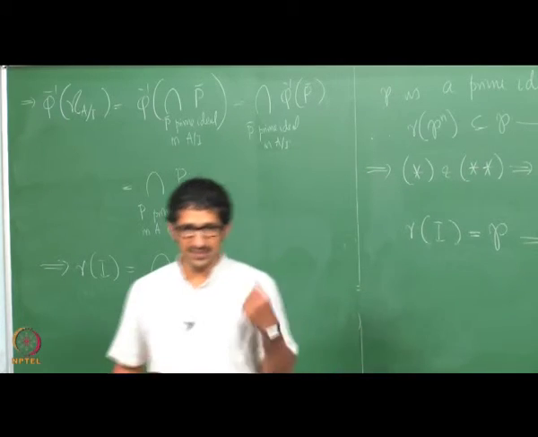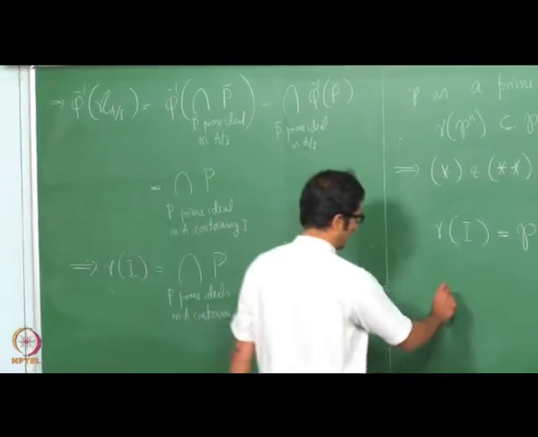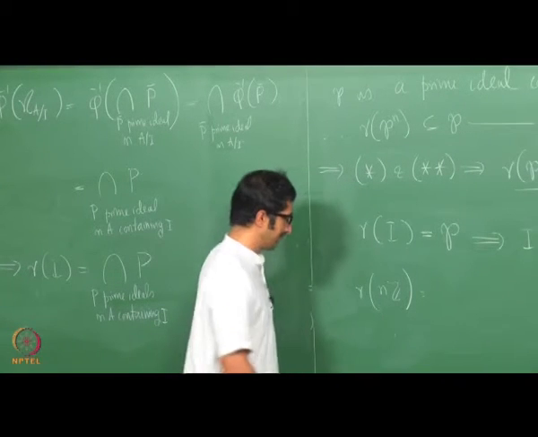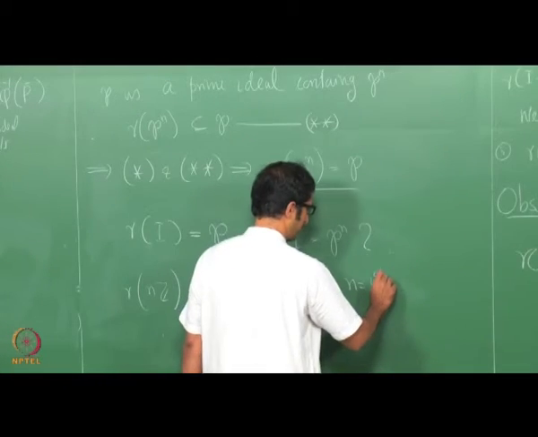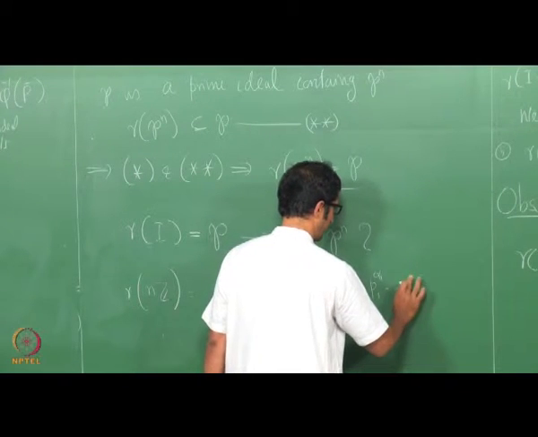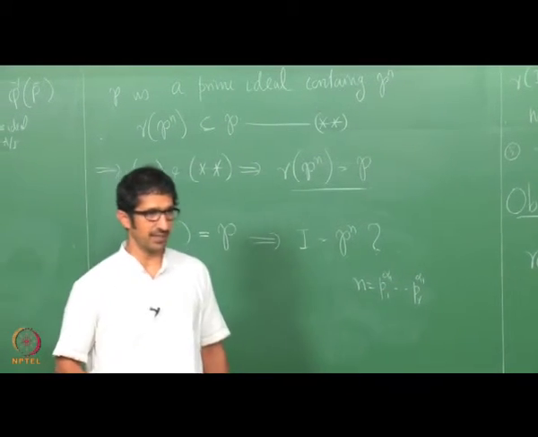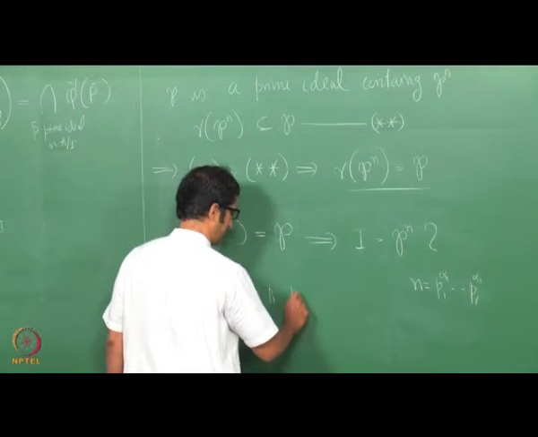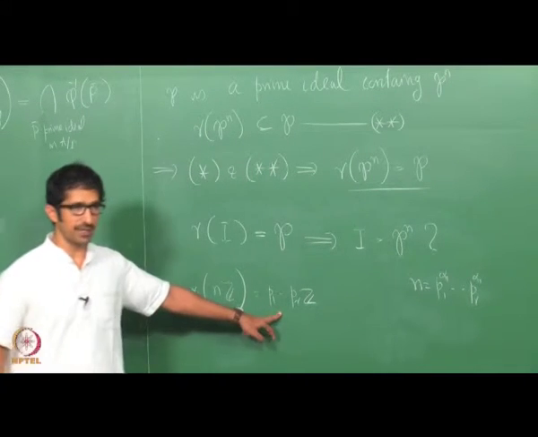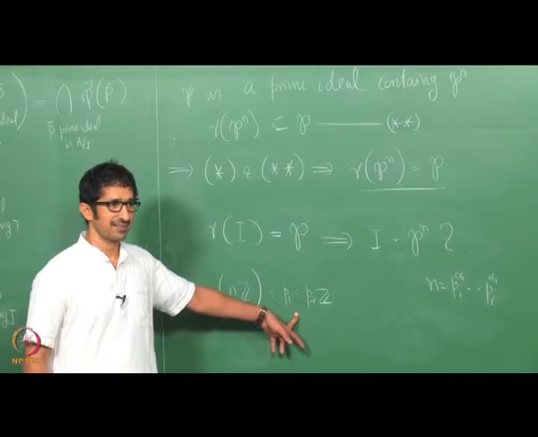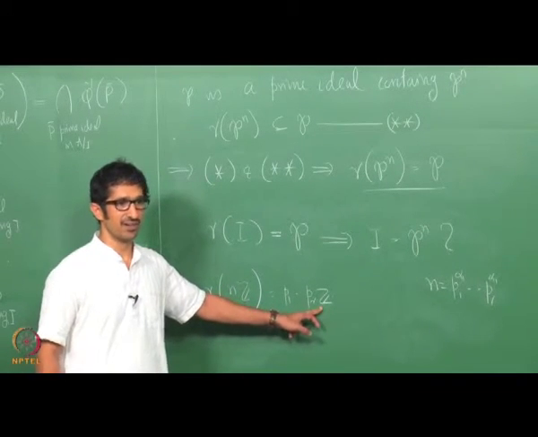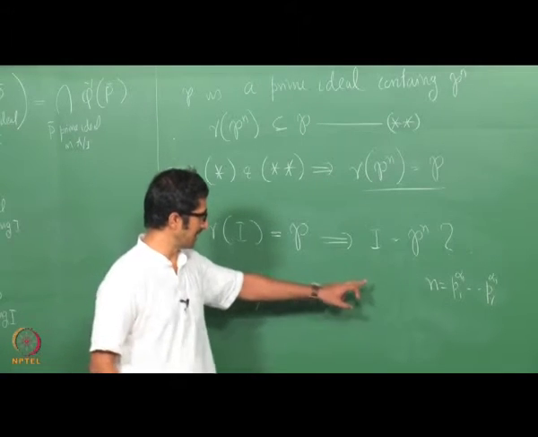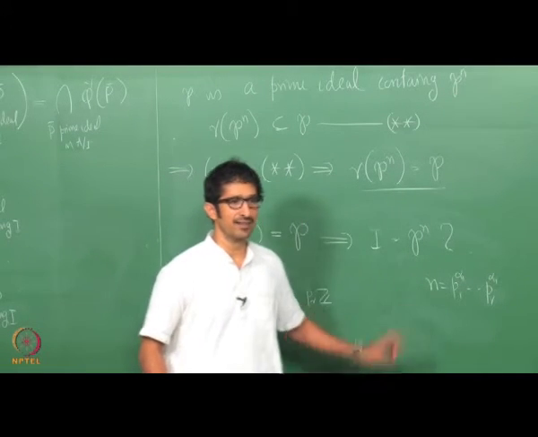See, for example, suppose you take the case in Z. Suppose I have nZ, what would be the radical of this nZ? Suppose your n is p1 power alpha 1 up to pr power alpha r. This is the prime factorization of n. What would be the radical of this? It is p1 up to pr Z. And when can this be a prime ideal? If r is 1, that is the only way the radical of nZ can be a prime ideal. If r is 1, then n is a power of a prime.